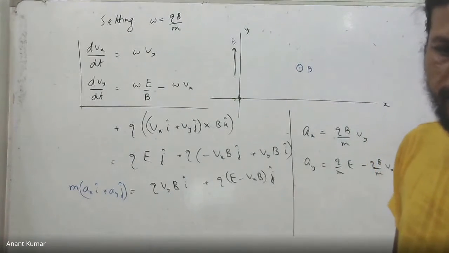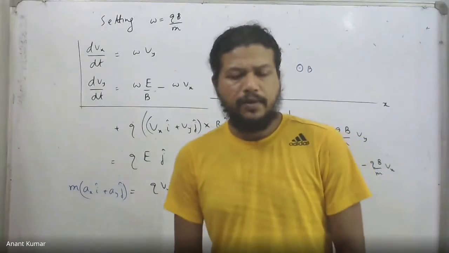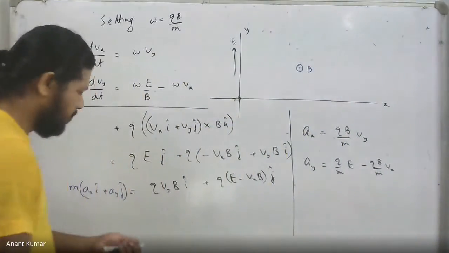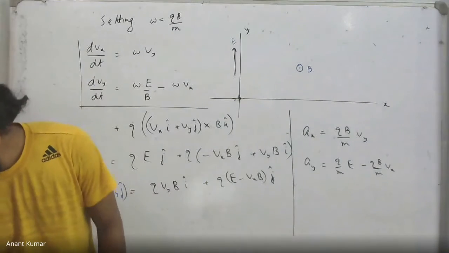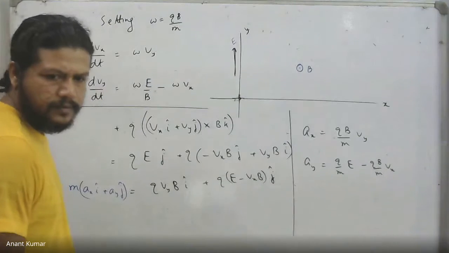You see, these are actually examples of a coupled differential equation. We call them coupled differential equations because the rate of change of one quantity depends on the other one.